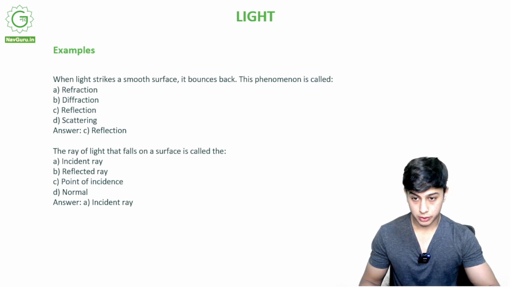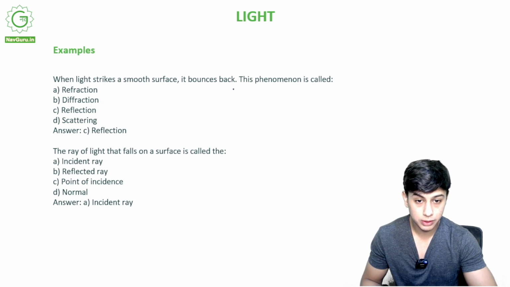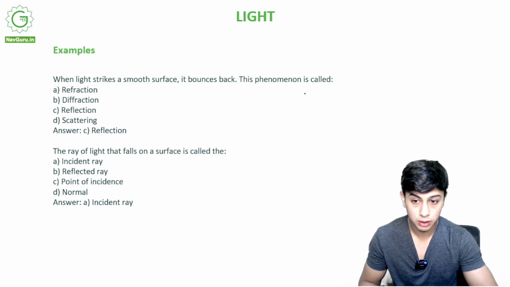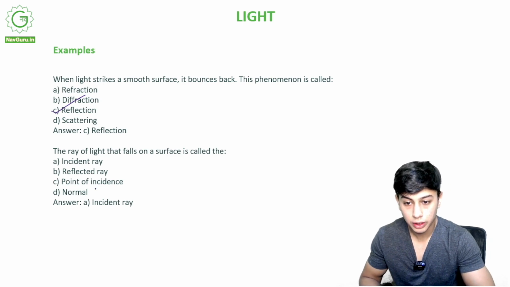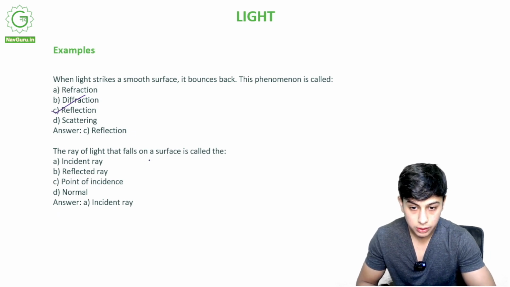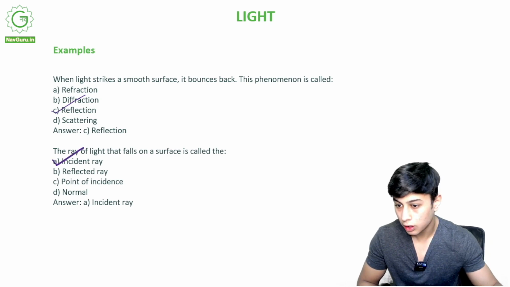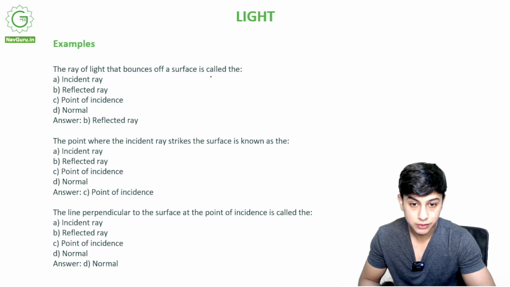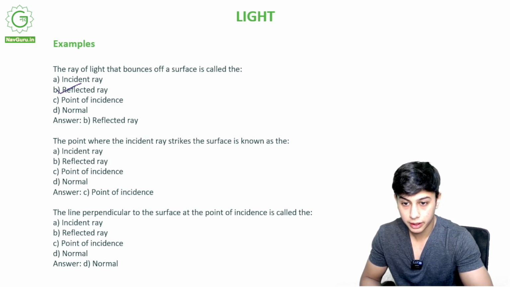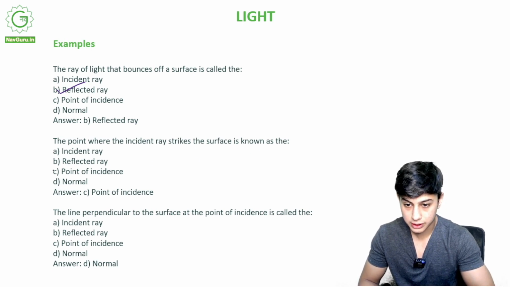So this is our first question. When light strikes a smooth surface, it bounces back. This phenomenon is called what? Reflection, right? The ray of light that falls on a surface is called the incident ray. The ray of light that bounces off a surface is called the reflected ray. The point where the incident ray strikes the surface is known as the point of incidence.